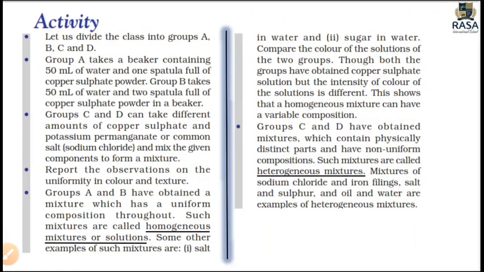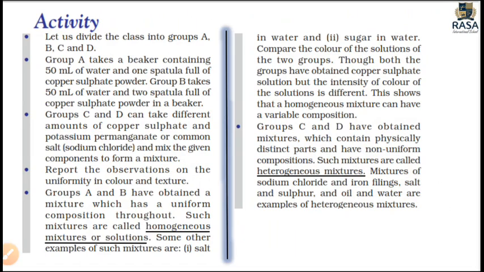But the color is dark or light depending upon the quantity of copper sulfate dissolved in the same quantity of water. So groups A and B have obtained a mixture which has uniform composition throughout, meaning the particles of matter per unit volume are the same. Such mixtures are known as homogeneous mixtures or solutions.